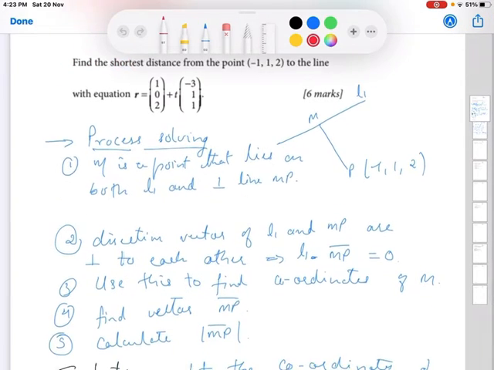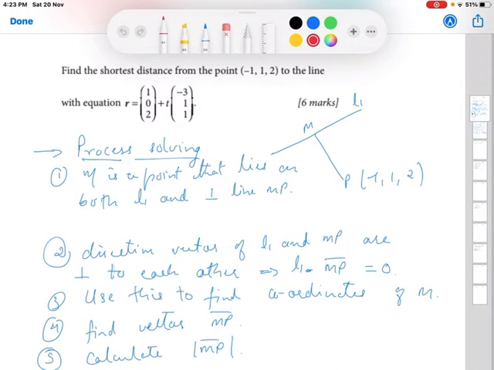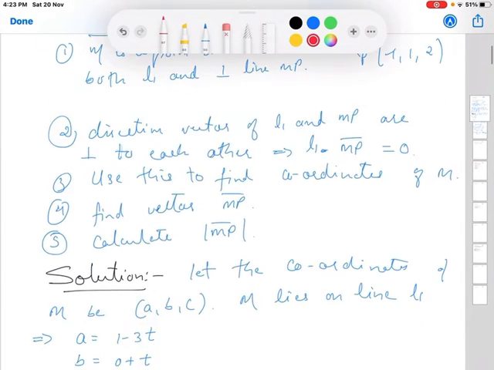The process of solving, as we know, is to decide a point M having the coordinates, for example, A, B, C. Note this point M is both on line L1 as well as on line MP. So using the fact that two perpendicular vectors have a dot product of 0, we use this concept to find the coordinates of M. Once we know the coordinates of M, we find the direction MP, and then we find the magnitude, which will be the shortest distance between the point and the line.